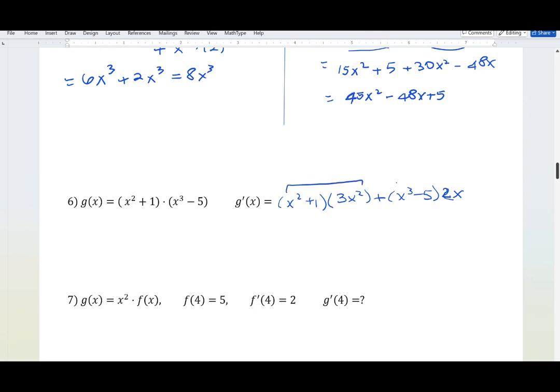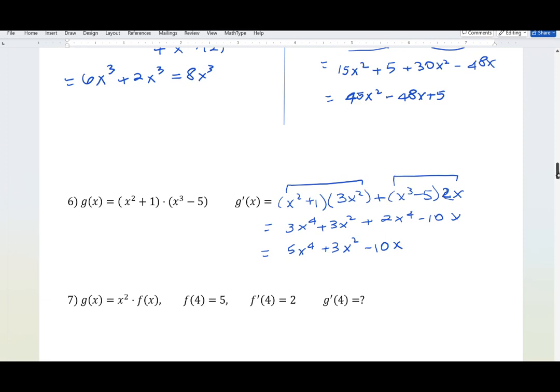So once again, let's distribute. This is our first term, this is our second term. Each one has a product, so we're going to simplify those products. 3x squared times x squared, that'll be 3x to the 4, plus 3x squared times 1, which is plus 3x squared. And then 2x times x cubed, so there's a plus 2x to the 4, and 2x times negative 5, so minus 10x. Again, let's simplify them with the highest degree terms. So combine the x to the 4s together, we get 5x to the 4th. And then the x squared is only one of them, which is plus 3x squared. And only one x term, so minus 10x. So that's how we're going to leave our answer.